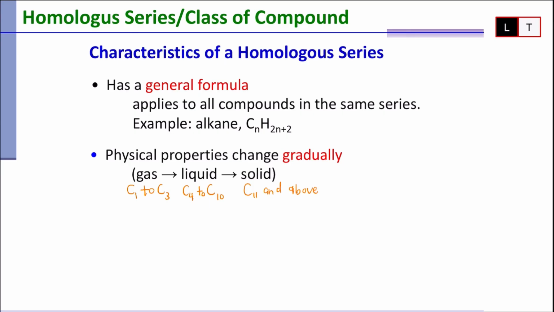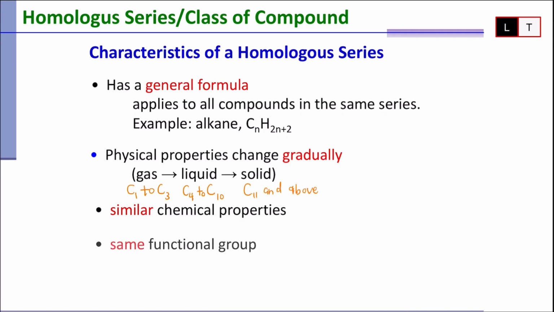So sekiranya molecules ni dia bertambah bilangan karbon dia, maknanya akan ada gradual change in physical properties. Let's say boiling point dia akan makin bertambah apabila bilangan karbon dia makin bertambah. So itu maksud dia. Next, dia ada similar properties. Okay, maknanya chemical reaction yang berlaku similar untuk same reaction. Next, dia akan contain same functional group. Kalau alkane, dia memang tak ada functional group. Kalau alkohol, tak kisah 1 propanol, 1 butanol, 1 pentanol, semuanya ada OH group.